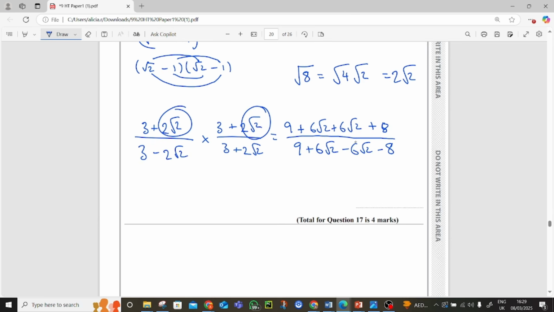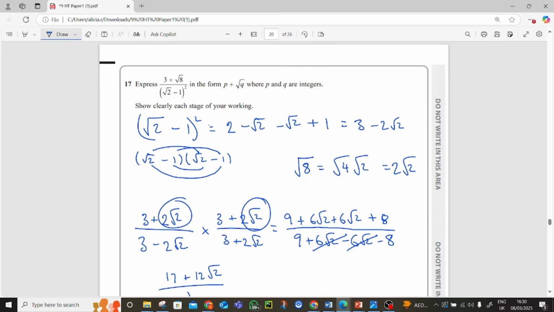Now let's simplify this a little bit. So I have 9 plus 8, which is going to be 17. 6 root 2 plus 6 root 2, which is plus 12 root 2. And then 9 minus 8, which is 1. And then these two things here will cancel. So this is 17 plus 12 root 2 all over 1. Well, the over 1 doesn't matter. That's just 17 plus 12 root 2.